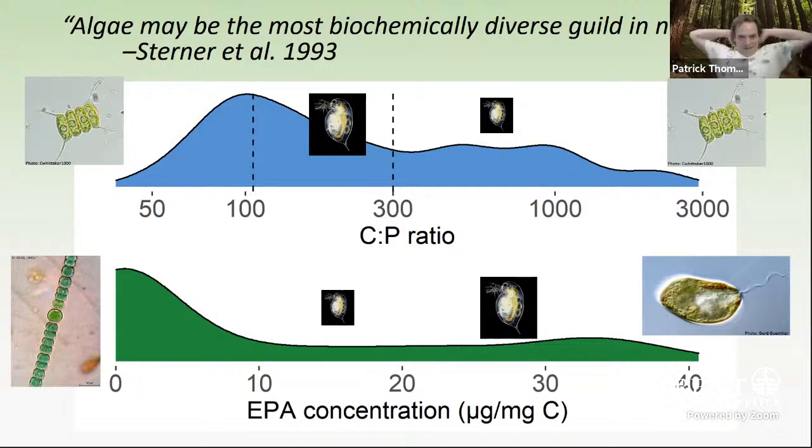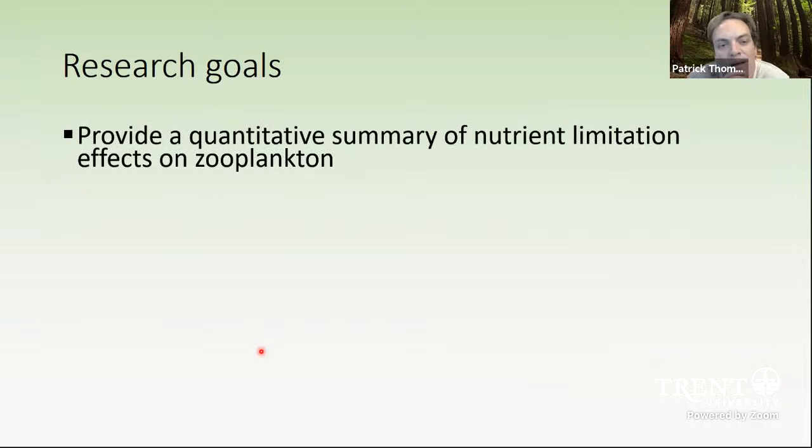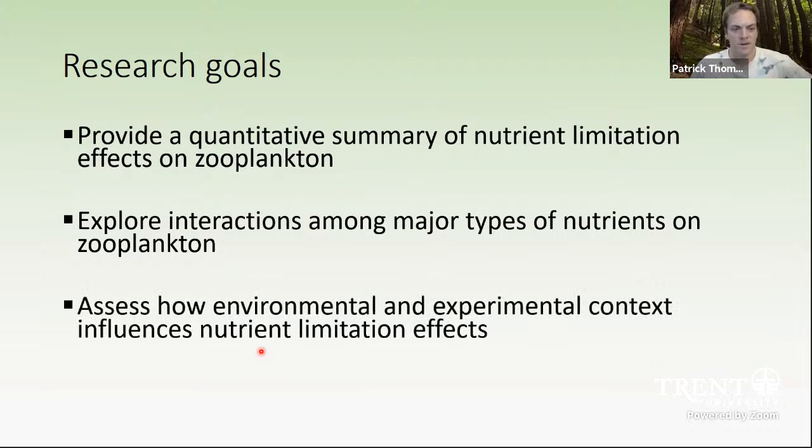Since we know a lot about this already, what is the purpose of doing a meta-analysis? First, to get an overall quantitative summary of nutrient limitation effects on zooplankton. Second, and more interesting from my perspective, is to look at the interactions among these major types of nutrients for zooplankton. And third, to assess how the environmental and experimental context can influence these limitation effects.